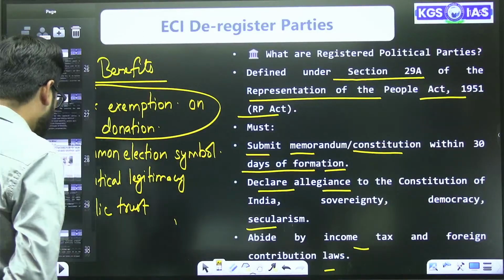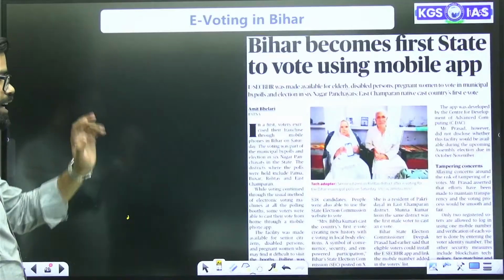Now coming to the last topic, that is e-voting in Bihar.